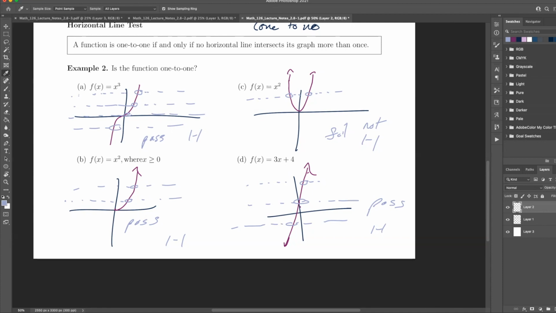Yeah, that's correct. All right, so here, remember when we did this, this is a test if it's a function. So while this passes as a function, it does not pass in the sense of being 1 to 1. Okay, I'll leave that up for a second.